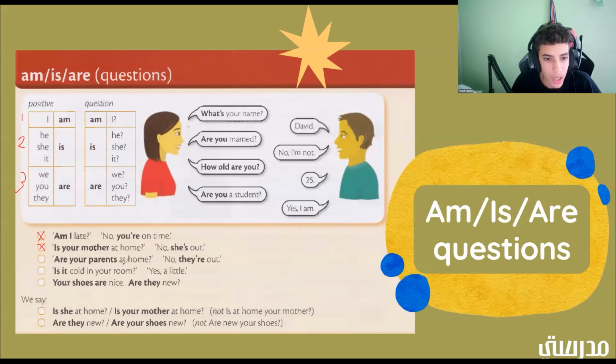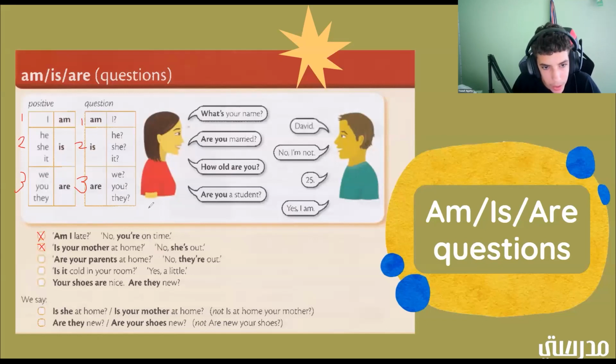Are your parents at home? No, they're out. This first one is a question, but it's not mentioned here. I think it would be considered group 3 for this one. Are you, but instead of you, it's your. So it's kind of considered it, but it's not mentioned in this group. We'll just pretend for right now that it's there.